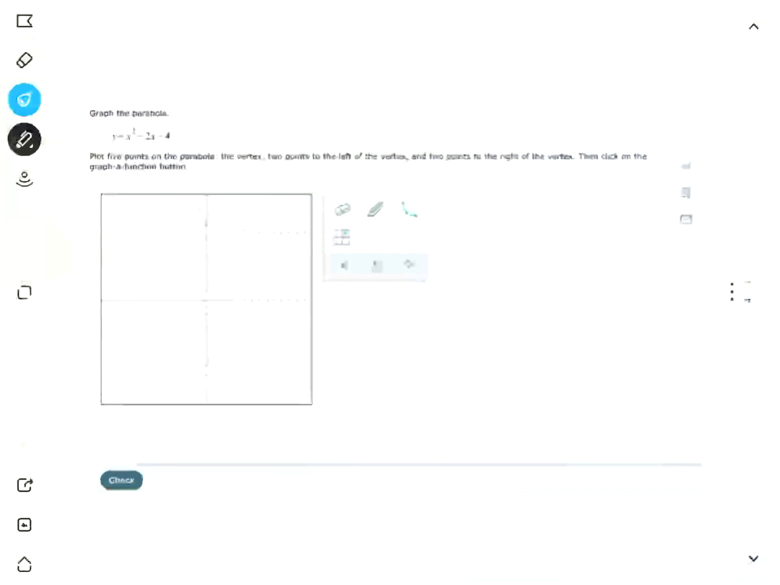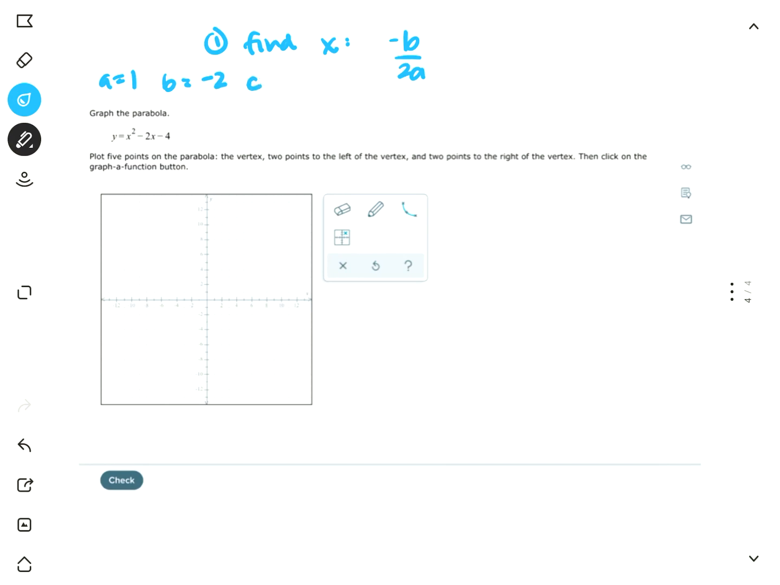So you're going to say step 1, find the x for our vertex. So we're going to do -b/2a. In this case, we don't have a number in front of our x squared. Be very careful. In that situation, our a is going to be 1. If we don't have a number in front of a variable, we assume it to be 1. b is -2, and c is -4.